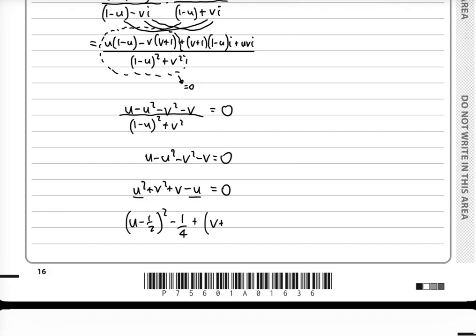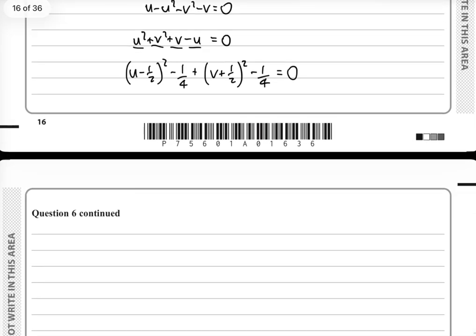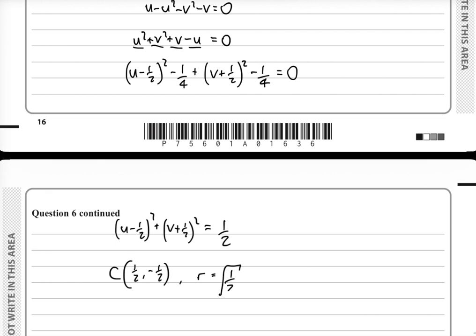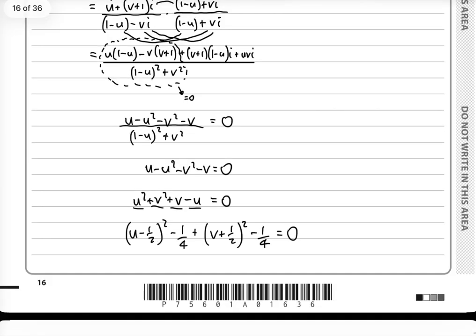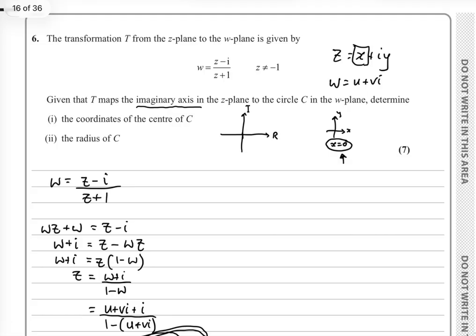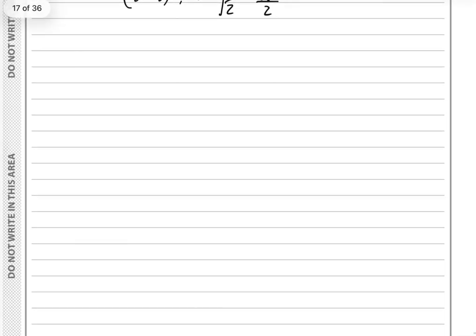Plus v plus a half generates this term and this term, but I have to get rid of the quarter that generates as well. Collect those quarters on the other side, give me a half, u minus a half squared, plus v plus a half squared. So the center is at half, minus a half, and the radius is the square root of 1 over 2, which is the same as root 2 over 2. And that is, oh, that was it. That was the whole question. Transformation done, fairly standard.